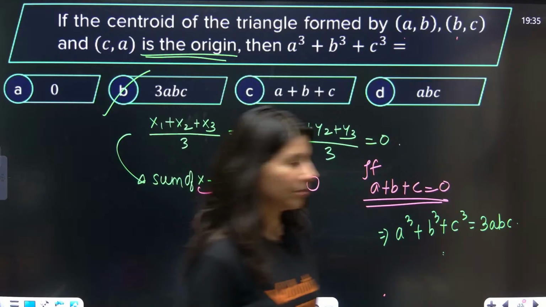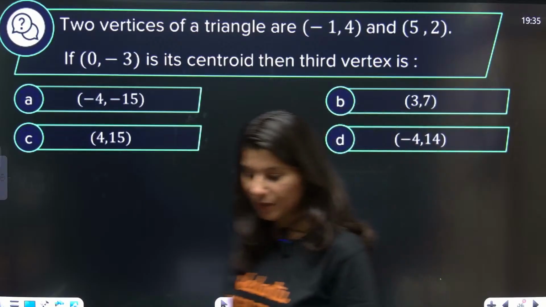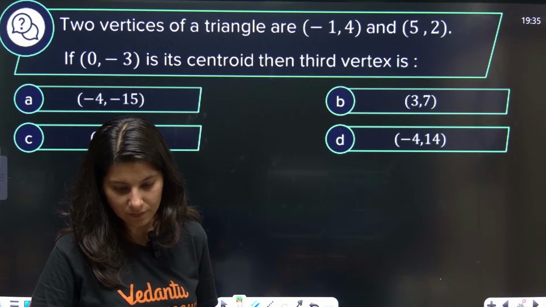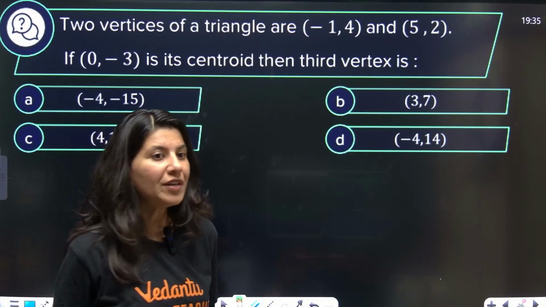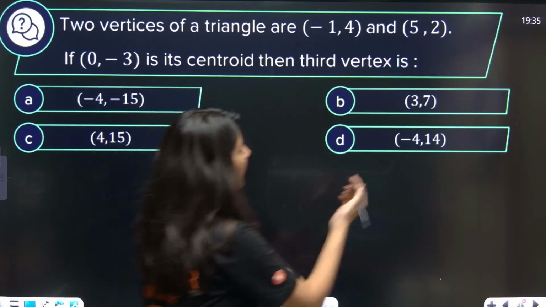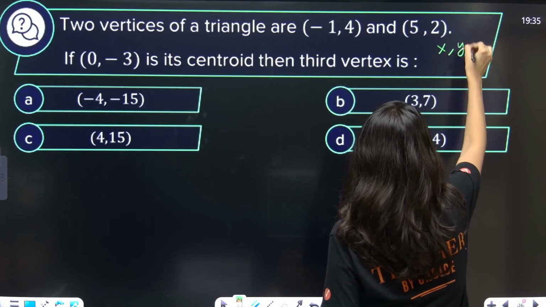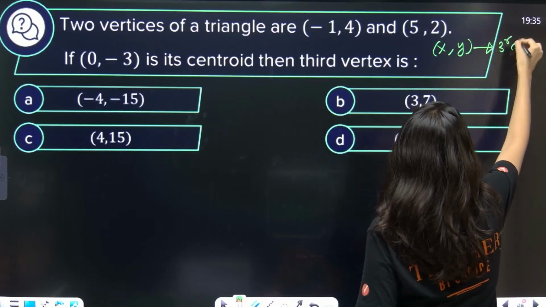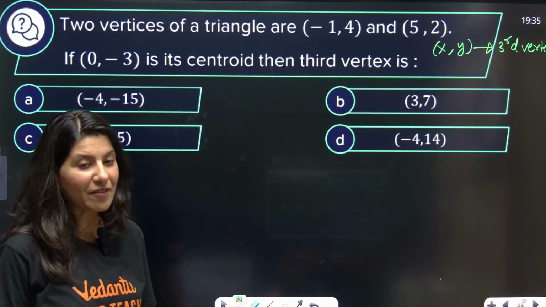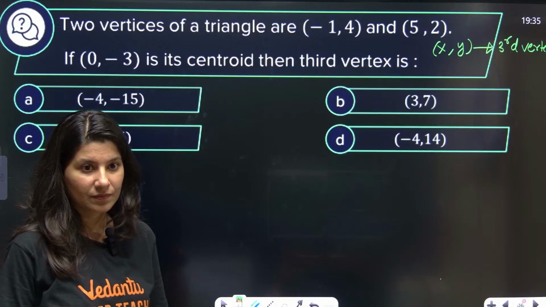Chalo. Next question, are we ready? Let's see how many of you are able to do this. Two vertices of a triangle are (-1, 4) and (5, 2). Let us assume that the third vertex is (x, y). Now just do everything which you do usually. Quickly, you have 10 seconds. You have to be very quick right now.